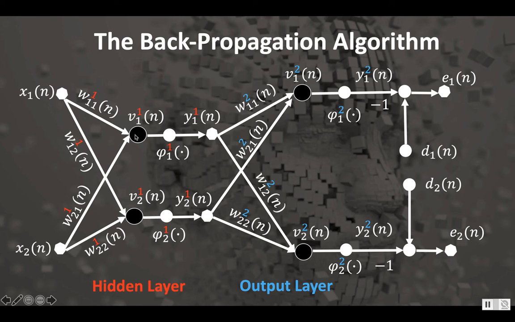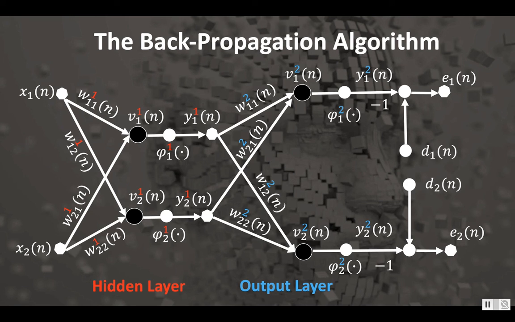Then for this first neuron, that equals x1 multiplied by W111 plus x2 multiplied by W121. We do the summation. That is equal to V11. This output goes through the activation function. We use the red one to indicate that it's from the first hidden layer. And then we get the output. That equals Y11. This one means hidden layer. This one means the output from the first neuron. Similarly, the output from the second neuron equals Y12. 1 means hidden layer, 2 means from the second neuron.